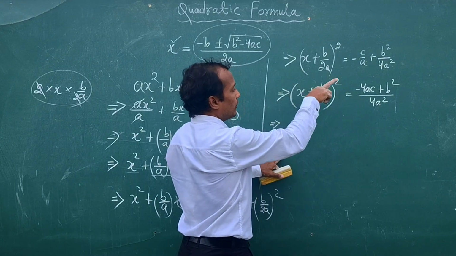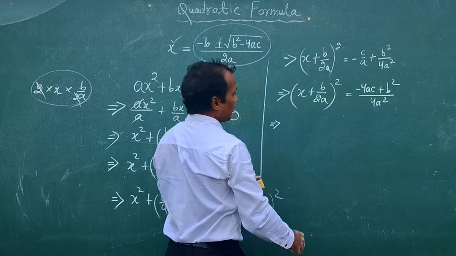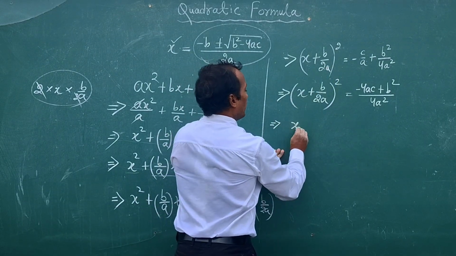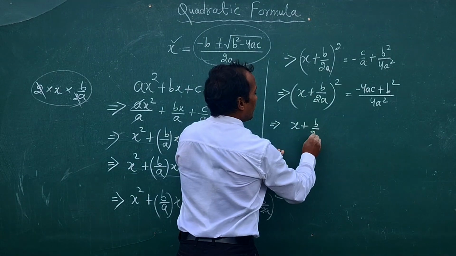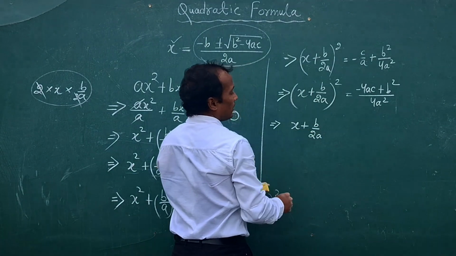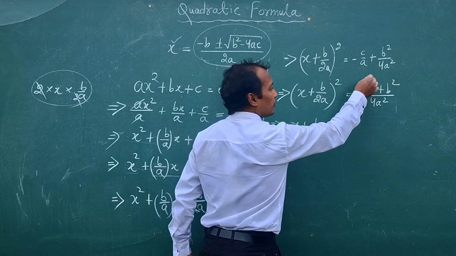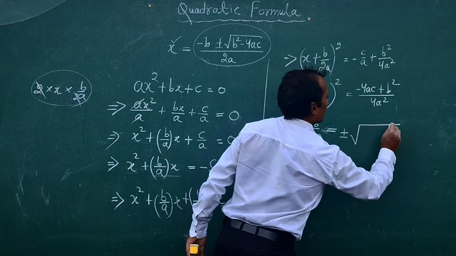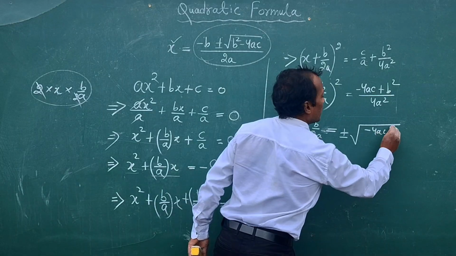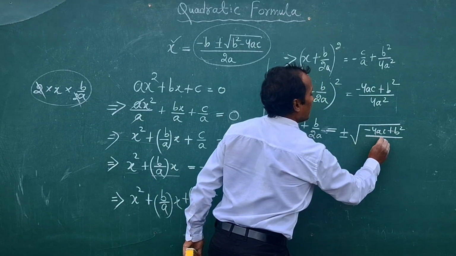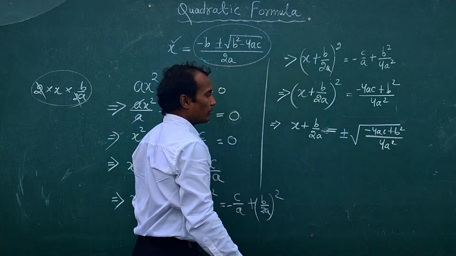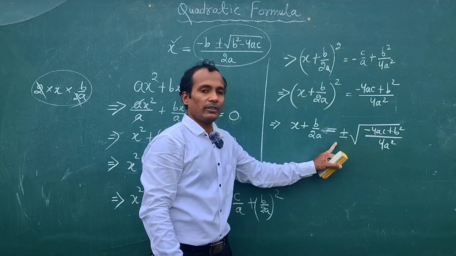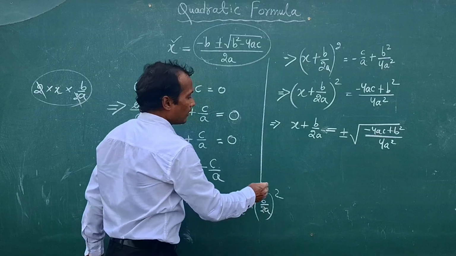On both sides I will take the square root of the things. Okay, square root of this left side removes the square. So I will have x plus b by 2a only. On the right side also I will take the square root. So I will have plus minus square root of minus 4ac plus b square by 4a square. Okay, why did I take plus minus? Square root of this number can be positive as well as negative.